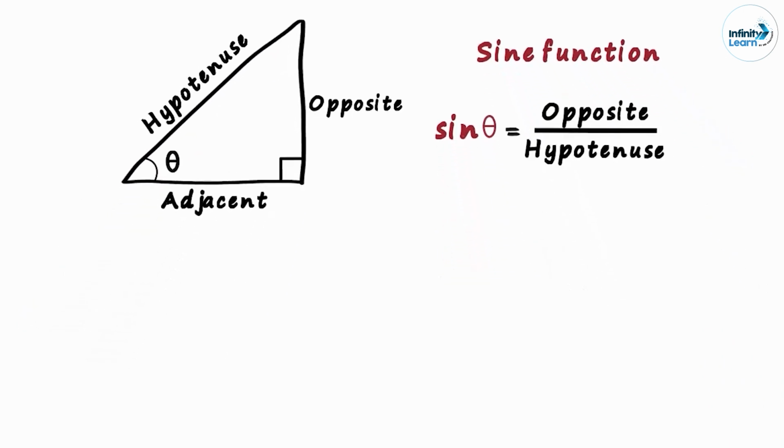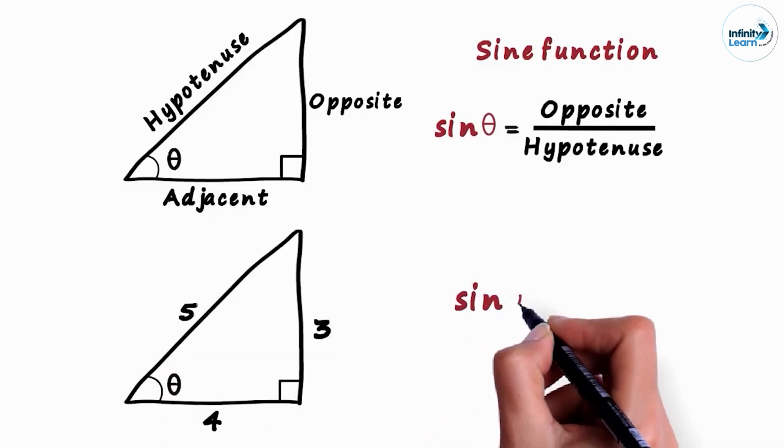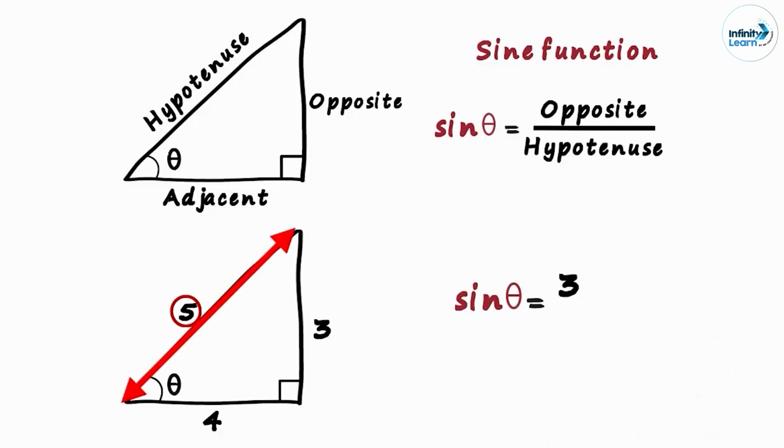Let's see an actual example. We have this right triangle. Let this angle be theta. And let the lengths of the sides be 3, 4 and 5 units. The formula for sin theta is opposite by hypotenuse. The length of the side opposite the angle theta is 3 units. So we write a 3 in the numerator. The hypotenuse is 5 units. So we write 5 in the denominator. The sine of theta in this case is equal to 3 by 5, which equals 0.6 units.